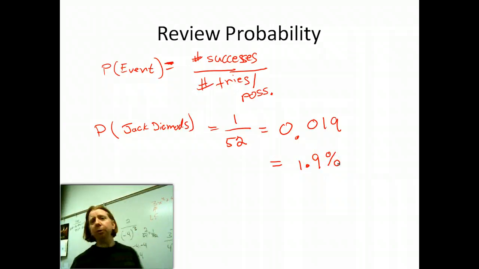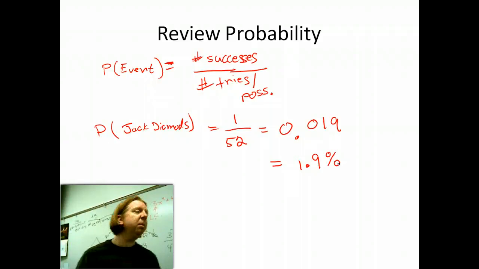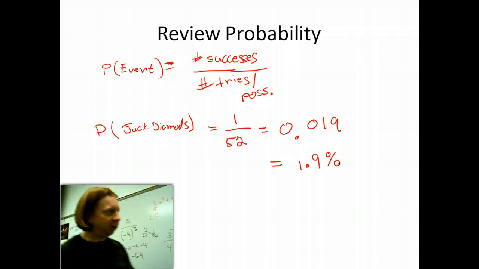Now watch with the percents. A lot of what you're going to be asked to do will say, give me the probability as a decimal. It'll say, give me the probability as a percent probability. So make sure you shift that decimal point when you go from the decimal to the percentage.